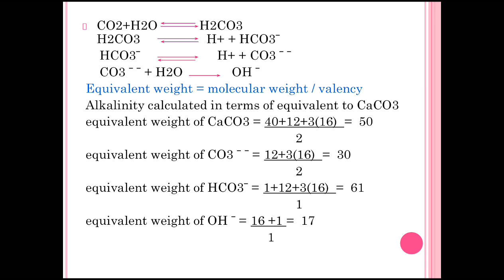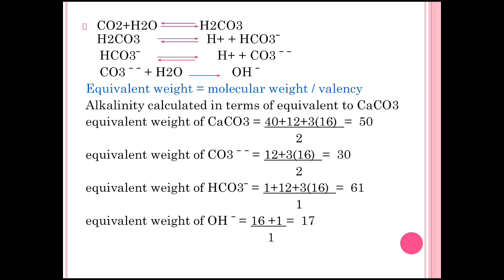Now we have to calculate the equivalent weight. For calculating the hardness present in a water sample or the alkalinity of a water sample, we need to know how to calculate it. The equivalent weight means the molecular weight divided by its valency. For some chemicals from the above reactions, we have to calculate the equivalent weight. Let us see some examples.